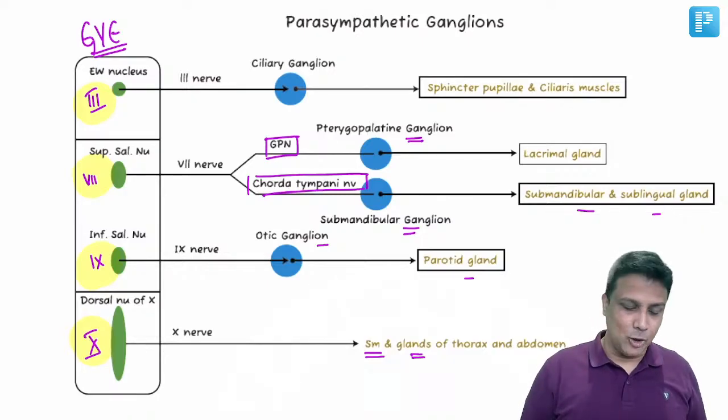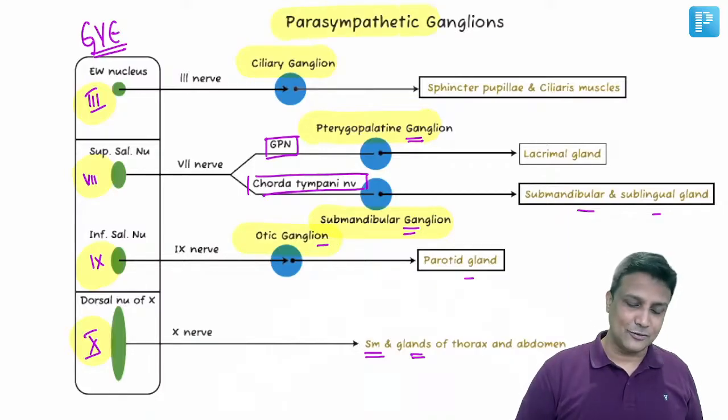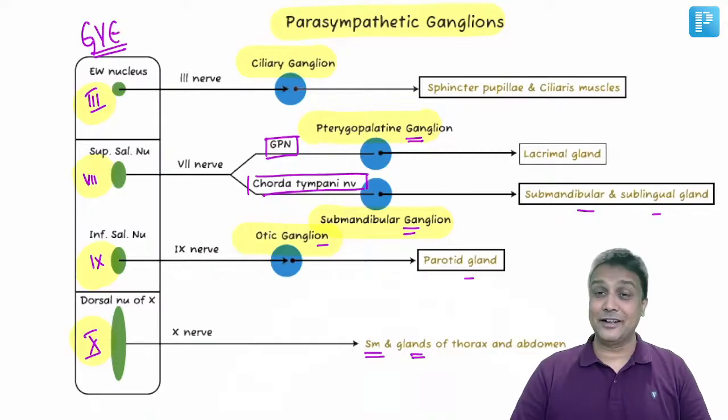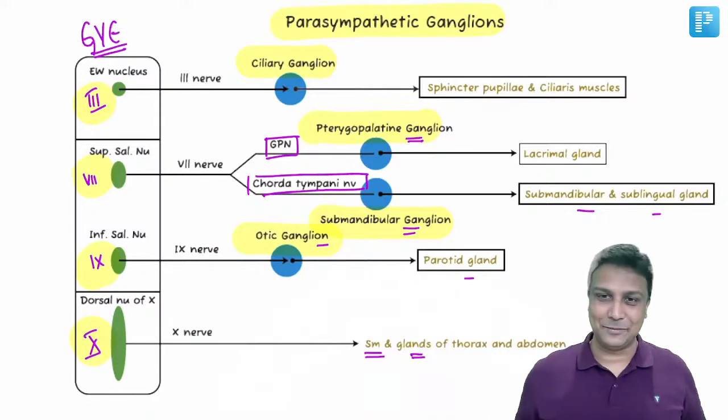That is the reason why all these 4 ganglia, ciliary ganglion, pterygopalatine, submandibular and otic ganglion, are the ganglia of your parasympathetic nervous system. So many topics will be completed here, sir. Please look at this diagram before going to your exam.